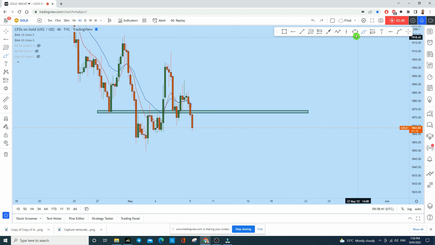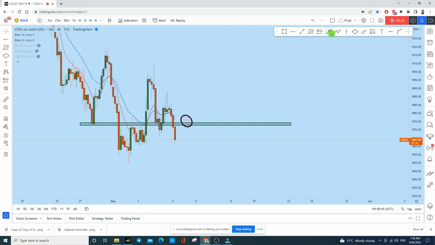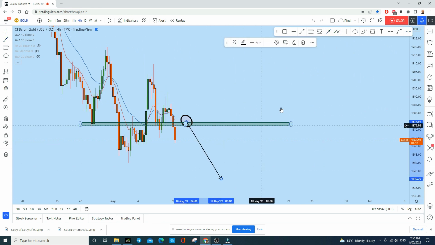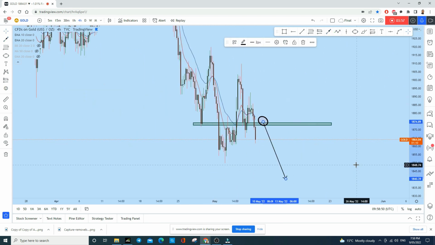As soon as the price comes back to test this previous support as resistance, on the retest, if we see enough price action confirmation, then we will consider going short with gold with a high risk to reward ratio with our students.